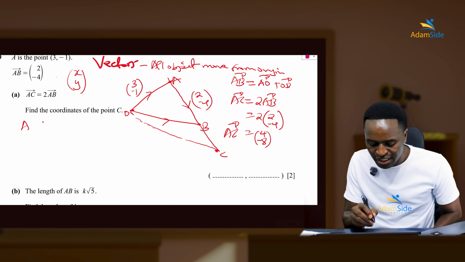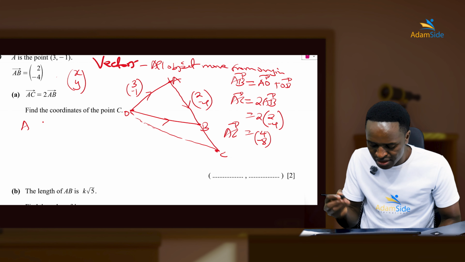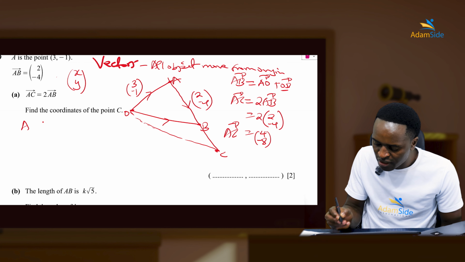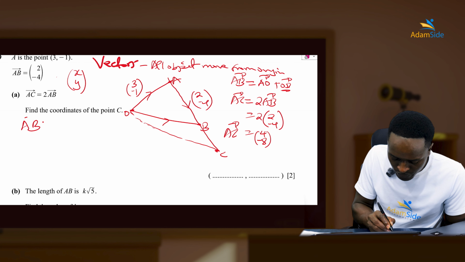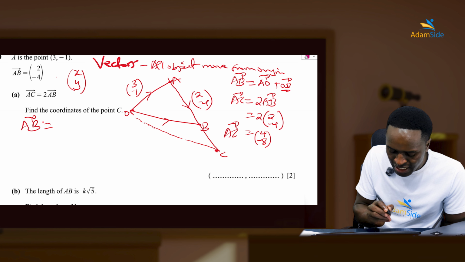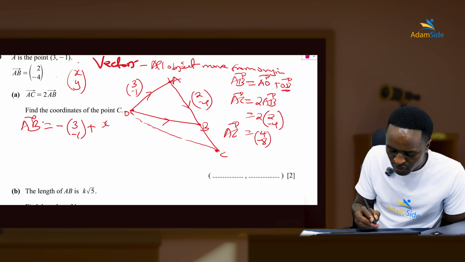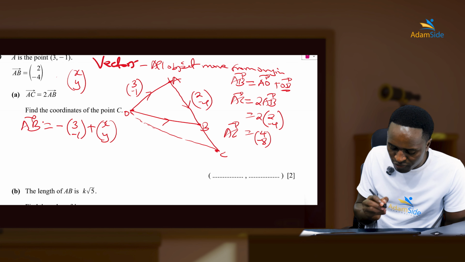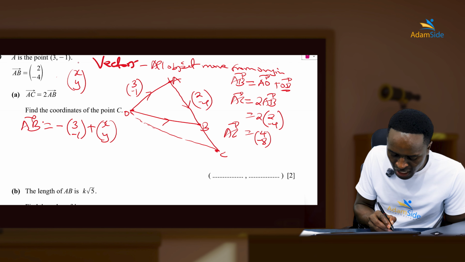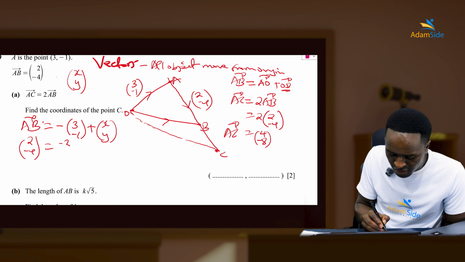To get point B, we first find vector OB. Vector AB is equal to vector AO, which is negative OA, plus vector OB, which is x, y. We don't know it, so we want to find vector OB. Vector AB, which is 2, -4, is equal to -3, 1, plus x, y.